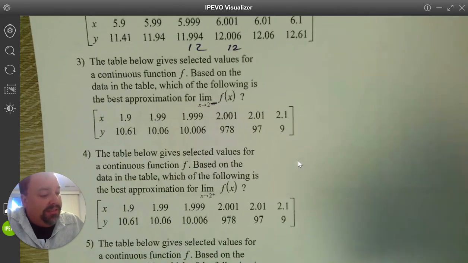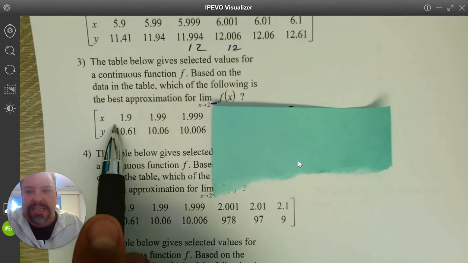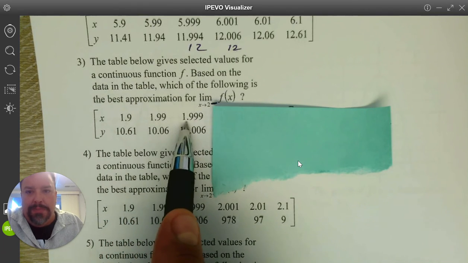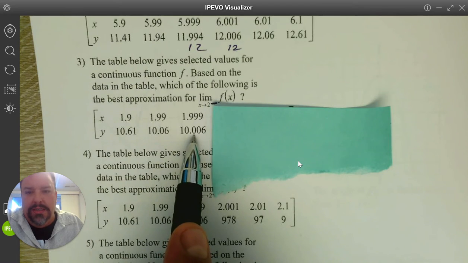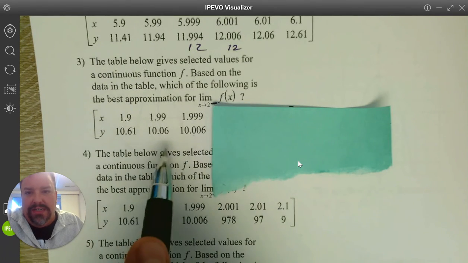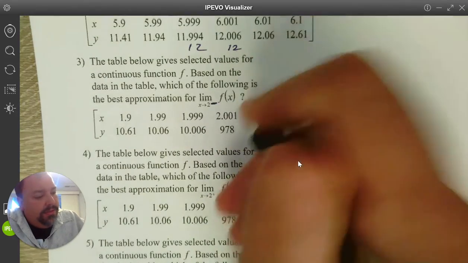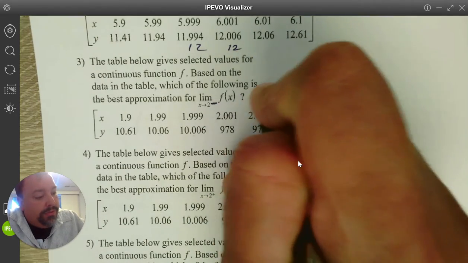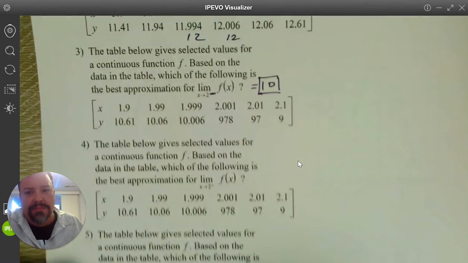So that means that we can just focus on this part as we get closer and closer from the bottom on the x values, what happens to the y's. So we're not even concerned about the numbers over here. It's just that the y values look like they're getting closer to 10. So the limit, this is a one-sided limit from the left, that's equal to 10.